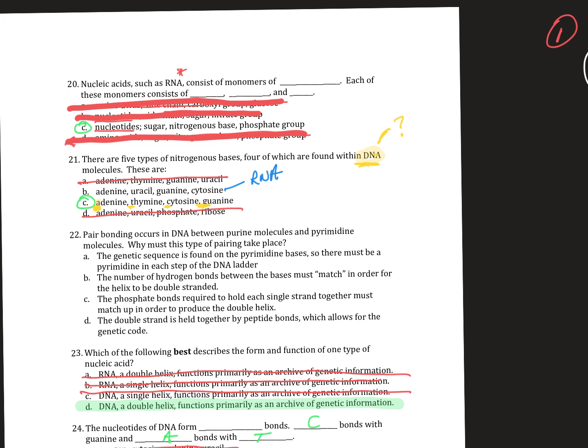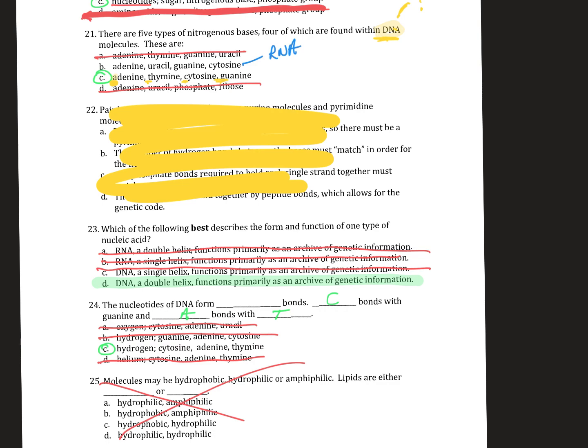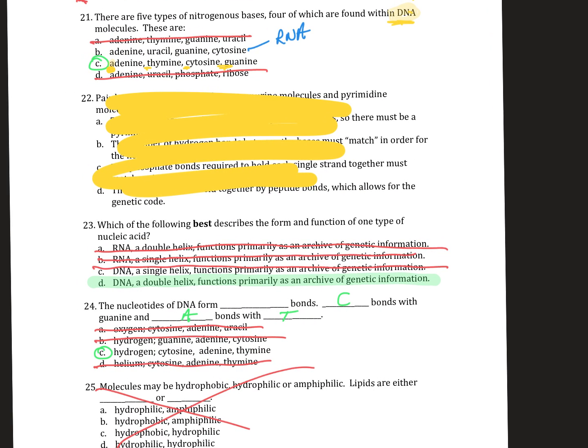All right. So here we have pair bonding occurs. This, you don't have to worry about. This is a little more complicated than I wanted to give you. So I made it extra credit on the test for the kids that had it. So don't worry about this. We can just ignore it. We're moving on. Which of the following best describes the form and function of one type of nucleic acid?